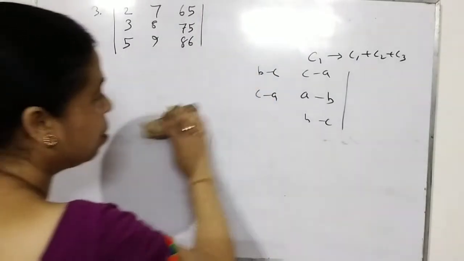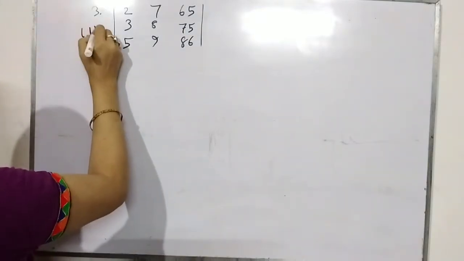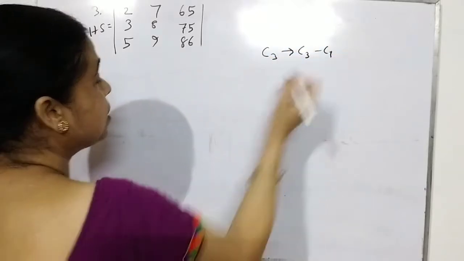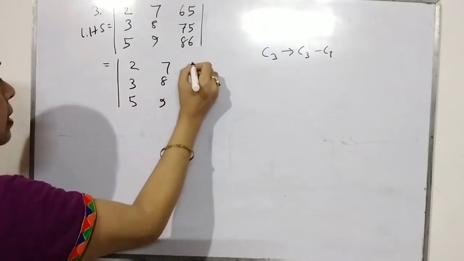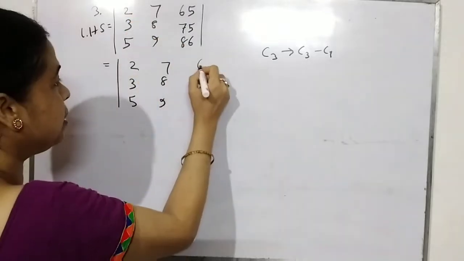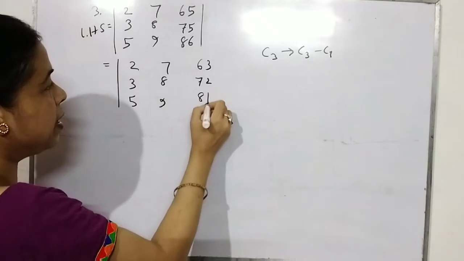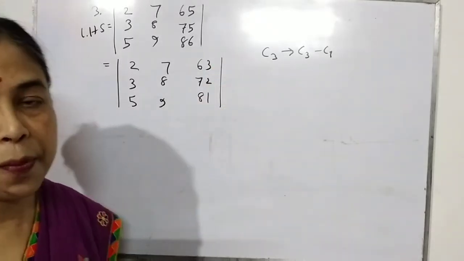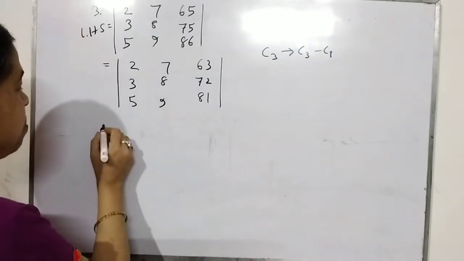So first you write down your question, then you write down your left hand side. What I am going to do is replace column 3 by column 3 minus column 1. Column 1 is written as it is, 7, 8, 9. Subtracting, hope you understand: 65 minus 2 gives 63, 75 minus 3 gives 72, 86 minus 5 gives 81. This type of question, you have to practice, and these are very important questions. Properties of determinants questions are generally set in the exam. All the questions of this exercise.